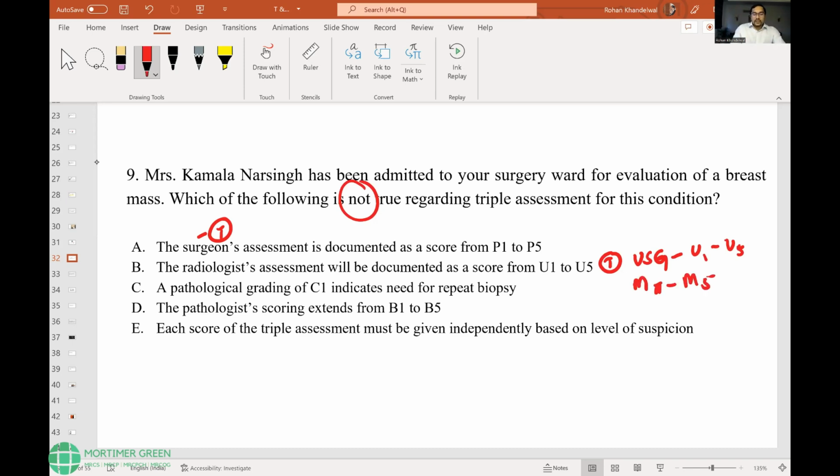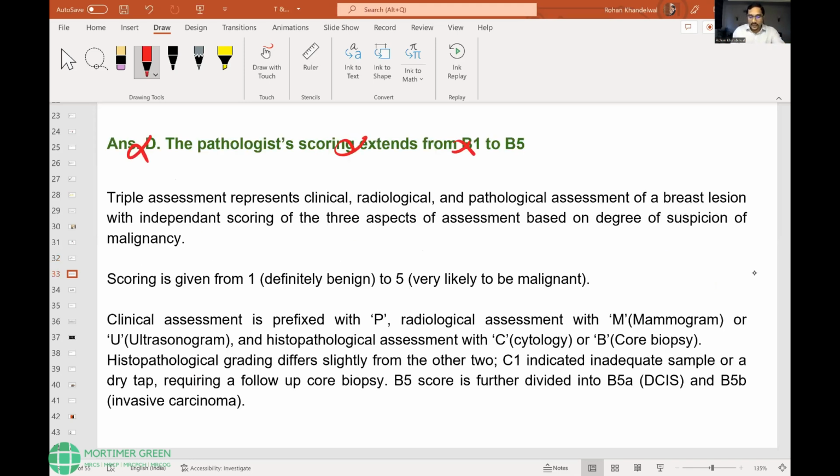Pathological grading of C1 indicates need for repeat biopsy. This is also true and an important statement for your exam. Pathologist scoring extends from B1 to B5, so biopsy 1 to biopsy 5. This is also correct. And each score of triple assessment must be given independent evaluation based on the suspicion. So all statements are correct, right? While framing the question, all statements are correct here. None of the statements are wrong. All statements are correct, so please make that change. Okay.